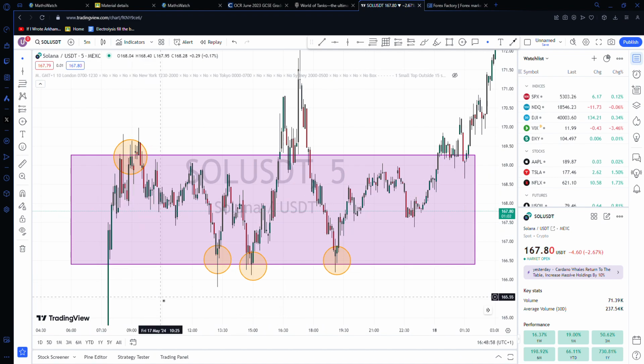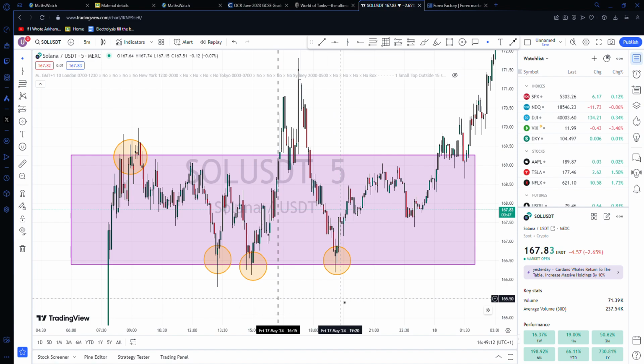Where do the circles come from? I actually put the circles in when you went. So here is the first touch in your consolidation. You can draw the box.